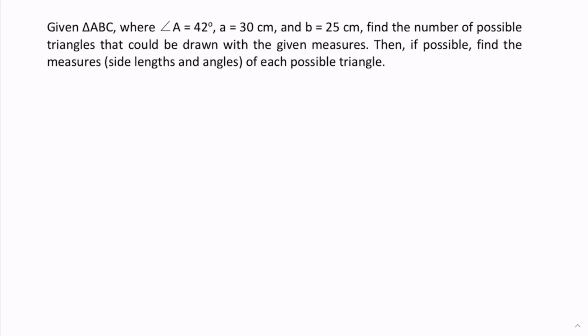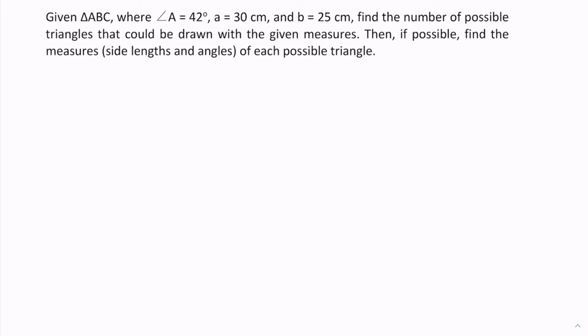Here we're going to be using the sine law to solve a triangle and see what happens if we use this ambiguous case idea, and see if we can find maybe two. So we're given a triangle ABC. Angle A is 42, side a is 30, side b is 25. We want to find how many triangles can be drawn with this given measure.